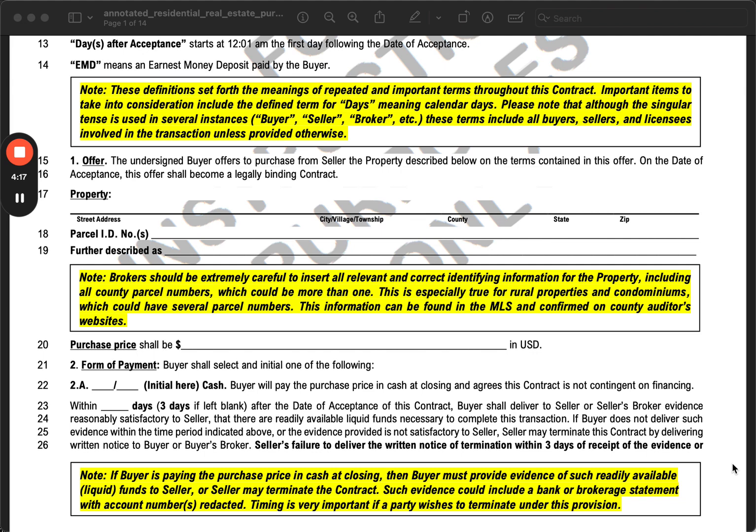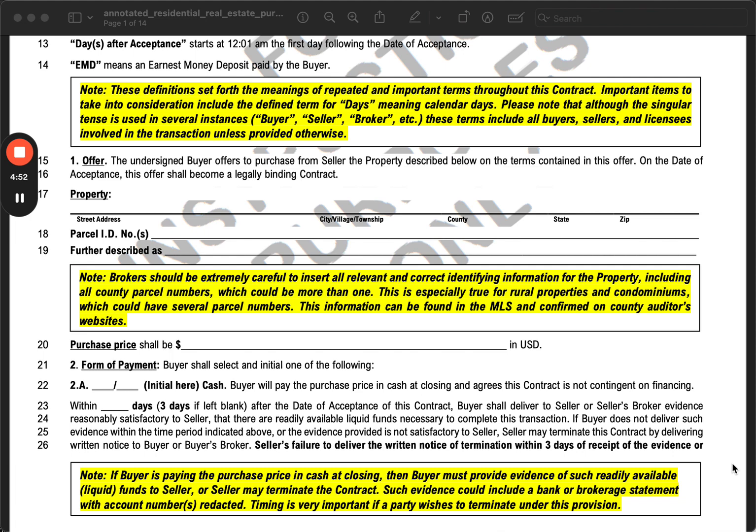The brokers should be extremely careful to insert all relevant and correct identifying information for the property, including all county parcel numbers, which could be more than one. This is especially true for rural properties and condominiums, which could have several parcel numbers. This information can be found in the MLS and confirmed on the county auditor's websites. Again, like it mentions in the notated section, it mentions the word brokers, which also the word agents is a part of, just not identified there.